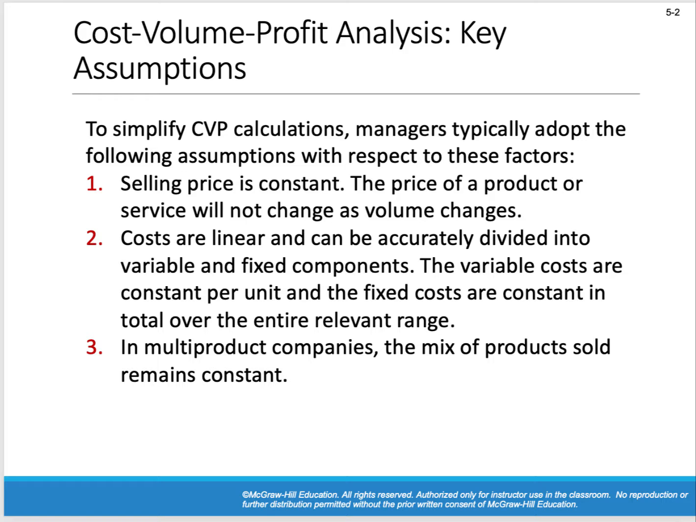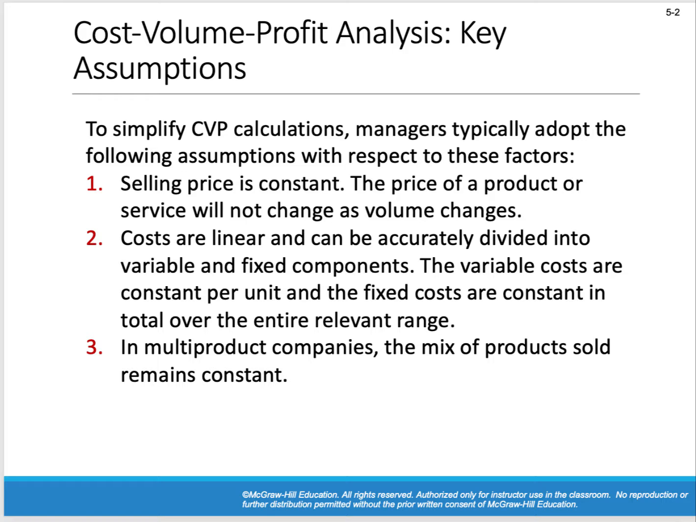The variable costs, those are going to remain constant per unit, okay? And fixed costs are going to remain constant in total as long as we're within that relevant range. So this second assumption really calls into our understanding of how variable costs and fixed costs behave. And we talked about that in Chapter 1, right?